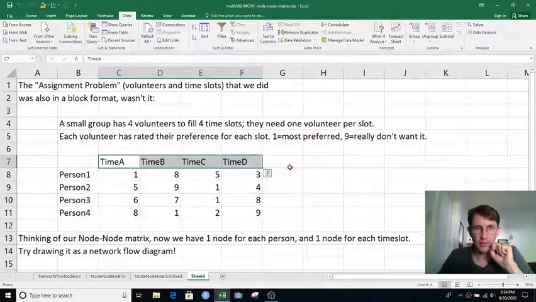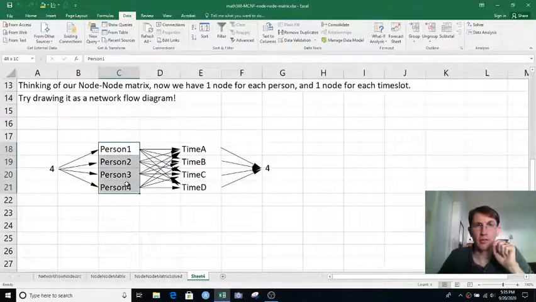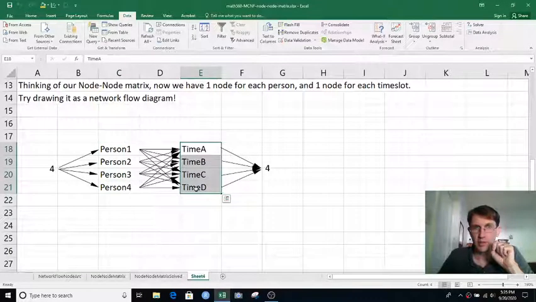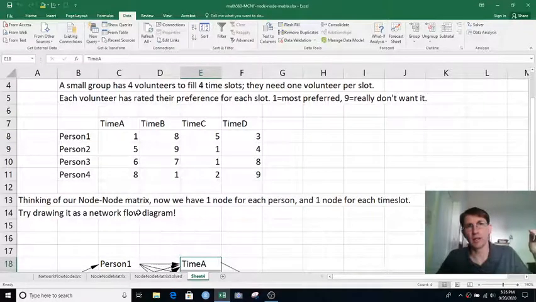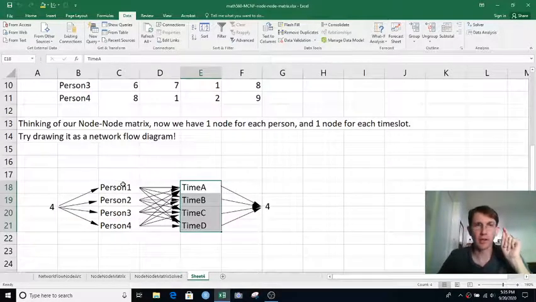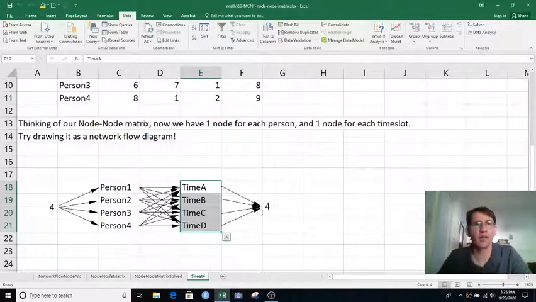Okay, welcome back from pausing. So here's a way to diagram it as a network flow diagram. We have one node for each person here, one node for each time slot here, and assigning a person to a time slot would be like entering something on this row in that column, and that would be like flow from this person to that time slot. And before we said 1 means the person is assigned, so we would call that 1 unit of flow. So here I'm saying total we have 4 units of flow, 1 goes to each person, 1 flow goes from a person to a time slot, and then they all get collected here.